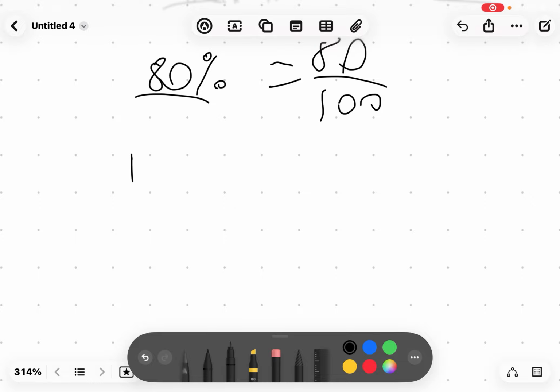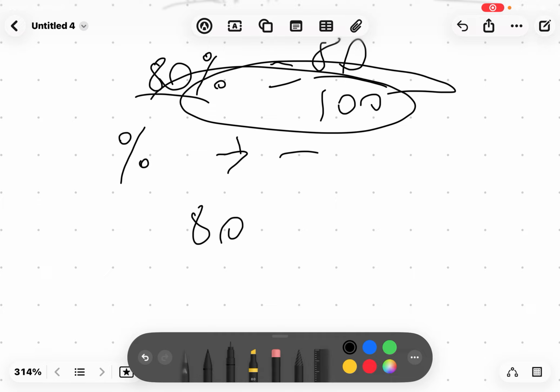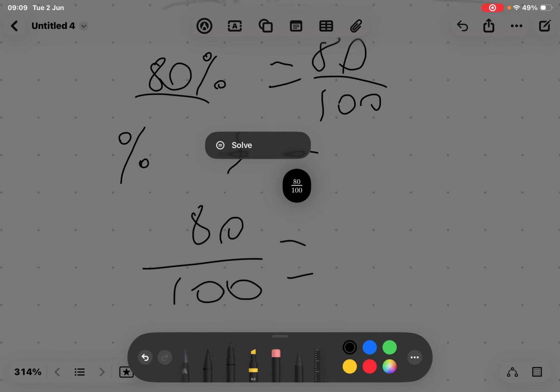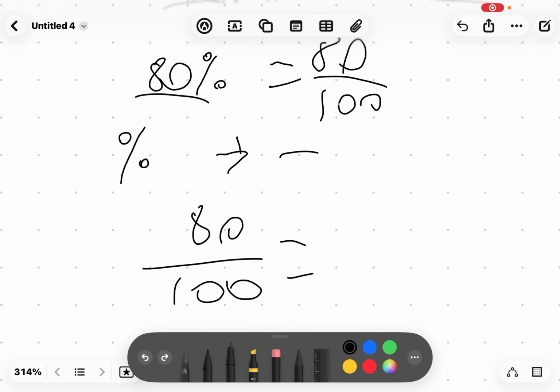Let's say percentages to fractions. Let's say you have 80%. I kind of just showed you right here. So let's take it like this, and then you can simplify, of course. What's the biggest number that goes into these? Well, 20, so that's going to be 4/5.